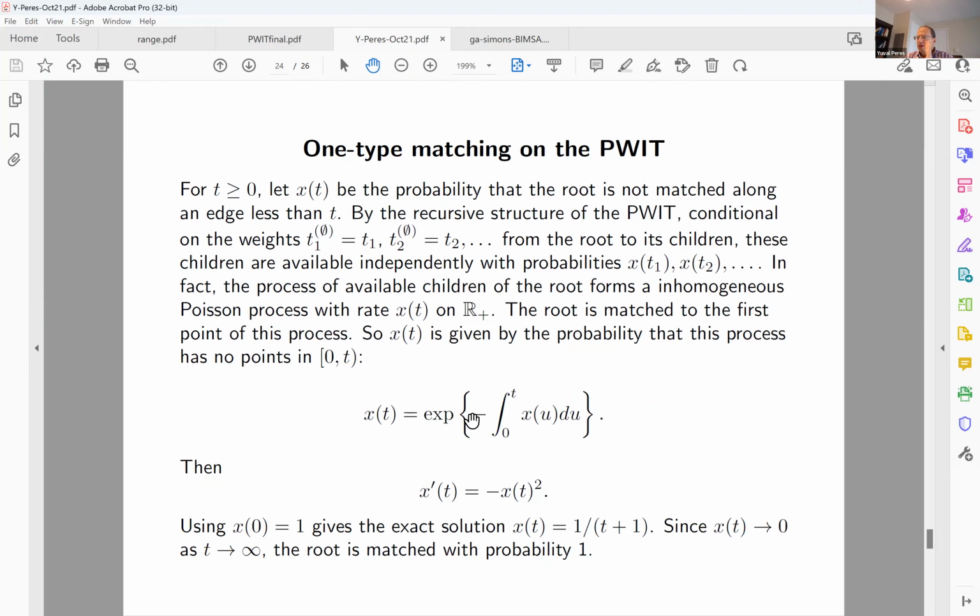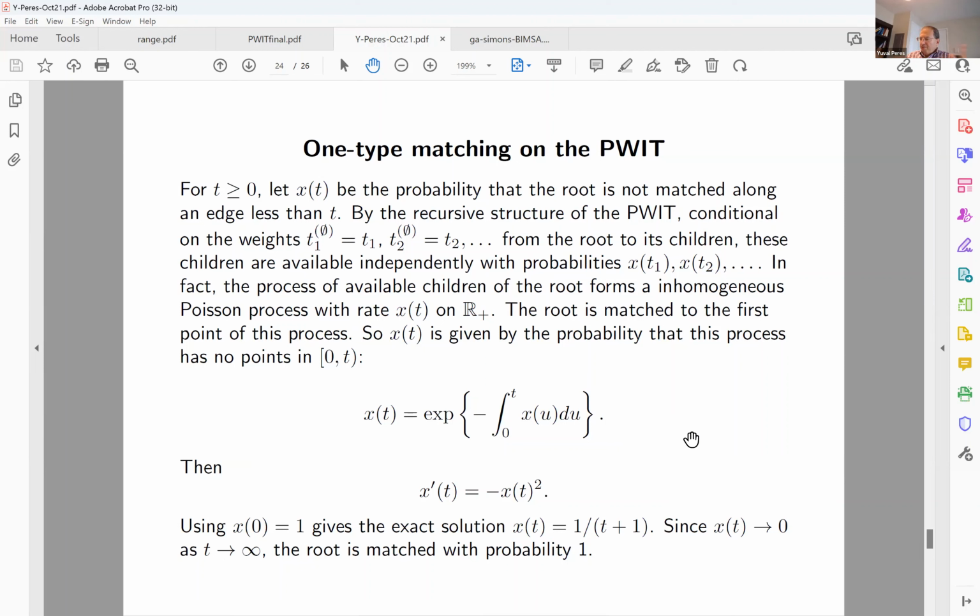So this is a warm-up problem. Once we understand this recursive structure gives us this equation, we differentiate, and we get this very basic differential equation, which together with the boundary condition x of 0 is 1, because the probability we're matched within a tiny distance is 0, so the probability we remain unmatched is 1. So x of 0 is 1. And with this differential equation, the only solution is 1 over t plus 1.